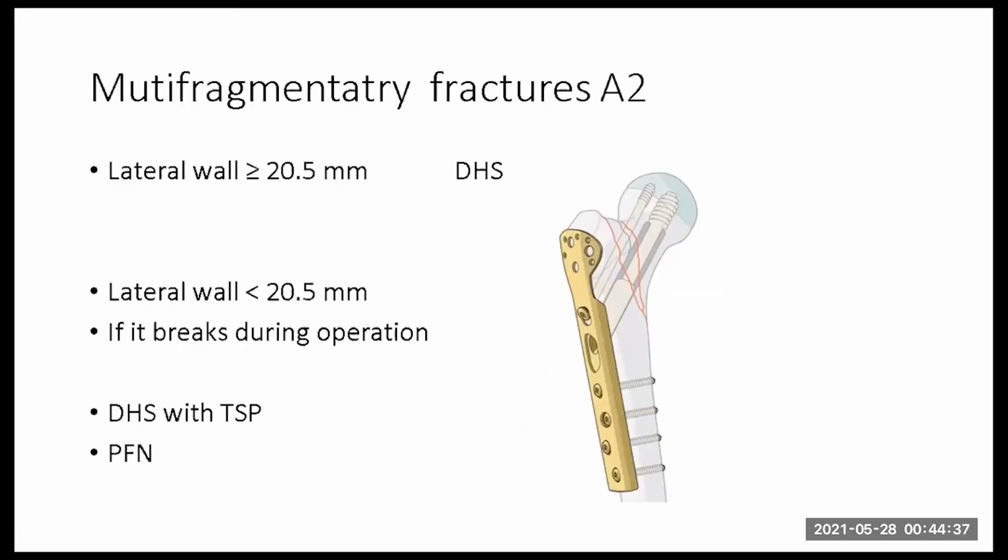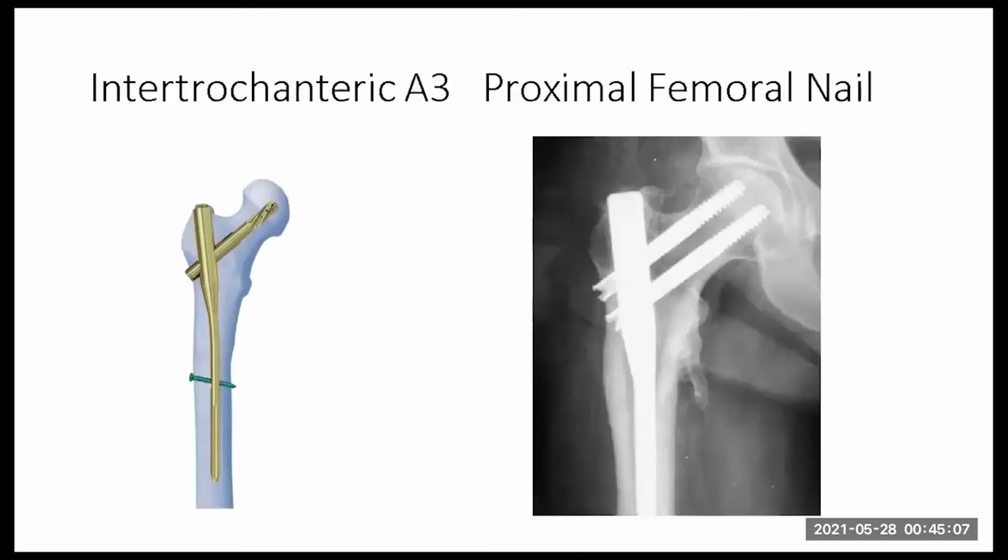Moving on to multifragmentary fractures, the A2 fractures. If it's got a thick lateral wall and the configuration is relatively stable, it can do with a DHS. If there is a lateral wall break during the operation, or the lateral wall is thin, either 20.5 millimeters or less, then the option is to use an additional trochanteric support plate or a proximal femoral nail. In A3 fractures, the intertrochanteric ones, you would need a proximal femoral nail or one of its variants like the gamma nail or the InterTAN or others.